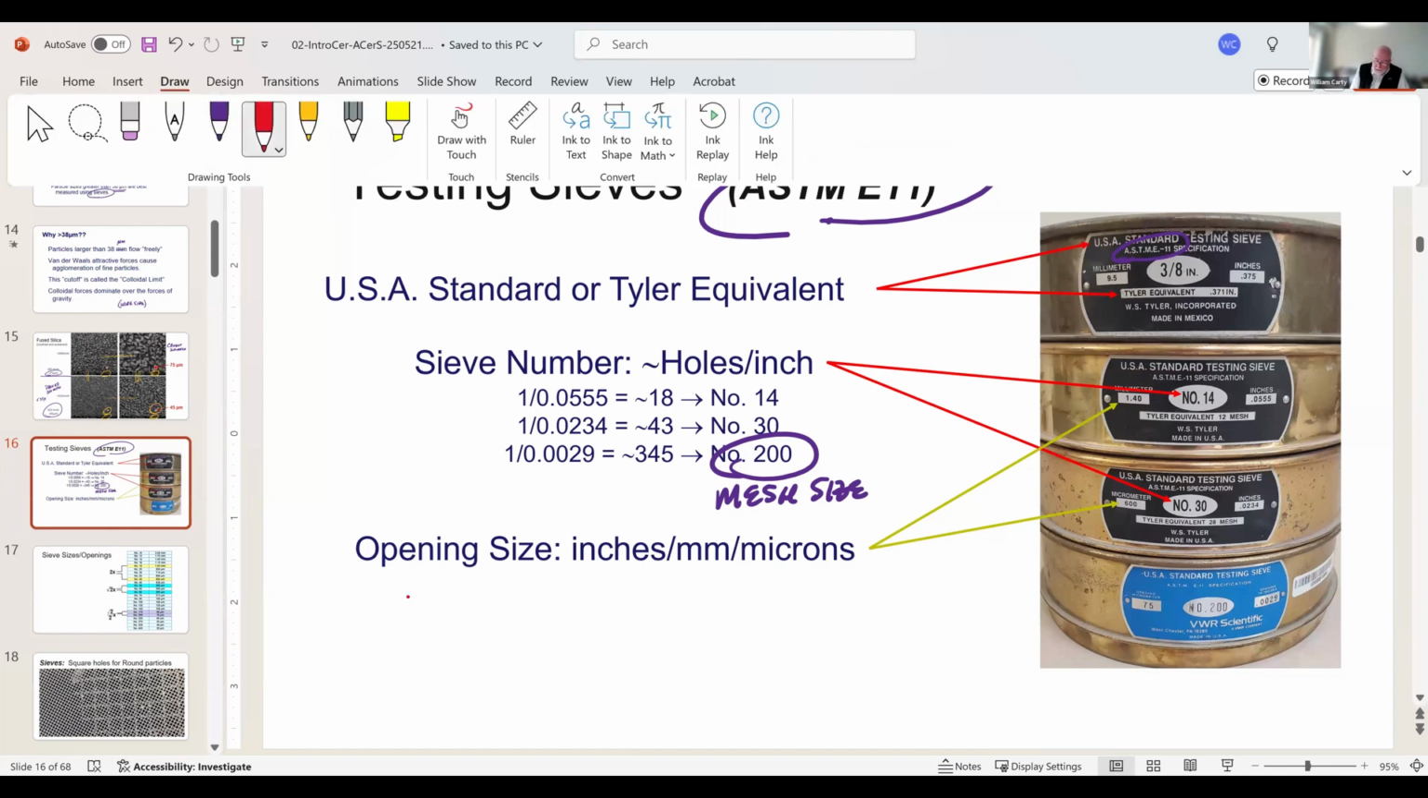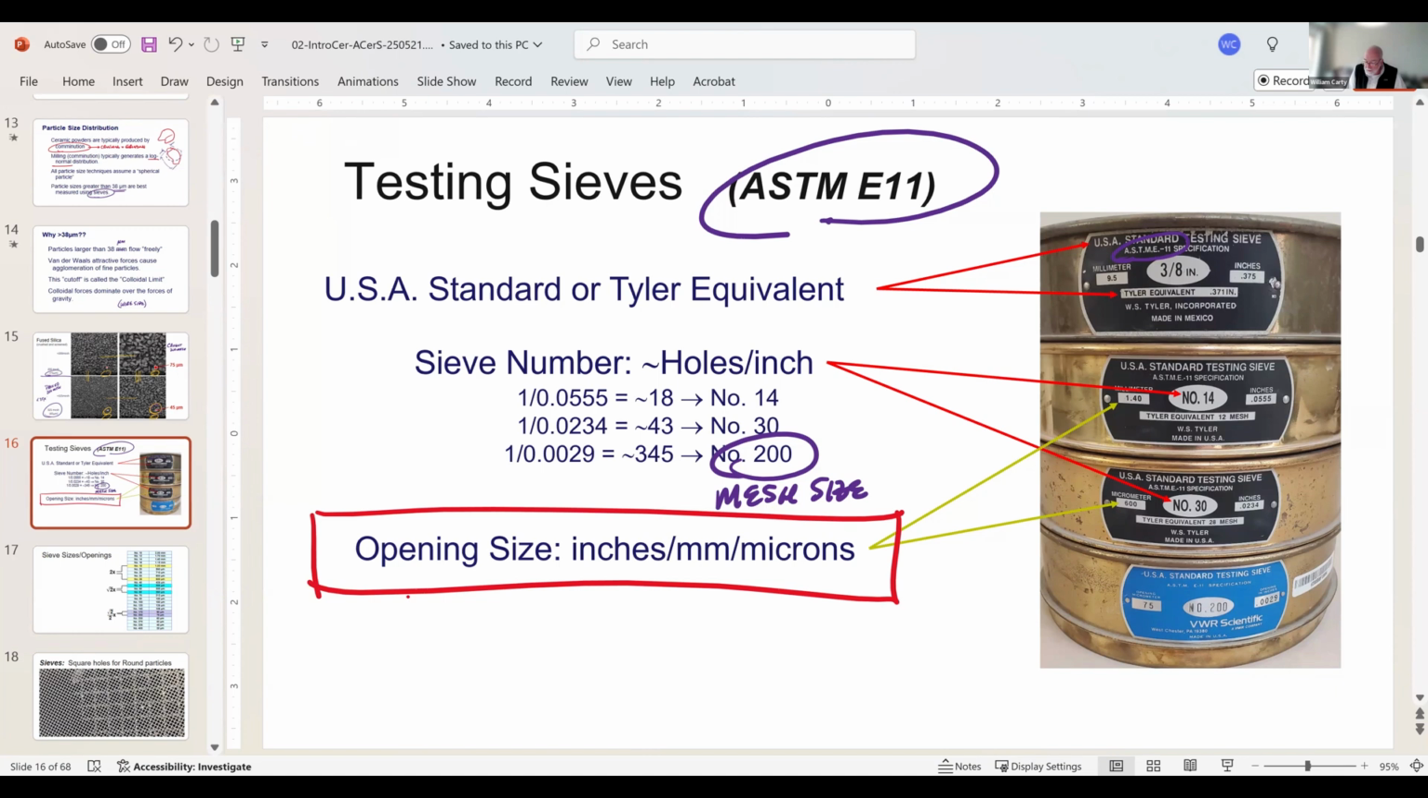But what you want is this: the opening size is the important part. How big is that opening? And it's listed on every sieve. 400 microns, 75 microns for a 200 mesh. Here's 1.4 millimeters. So that's your opening size. That's what's important.